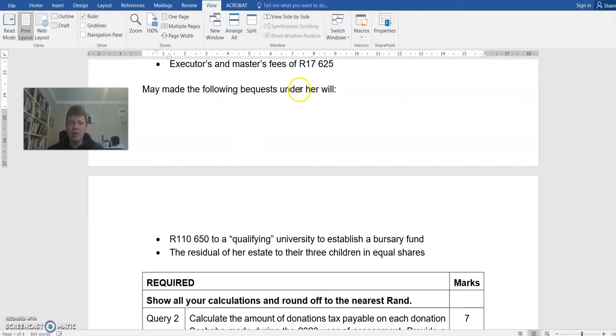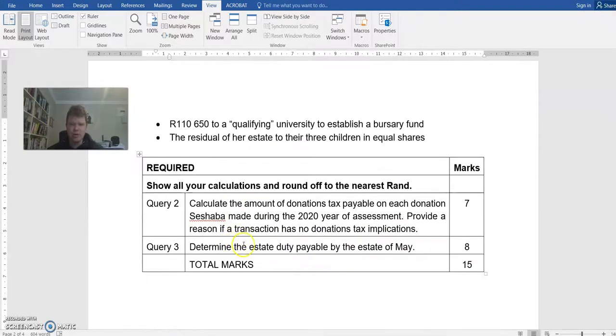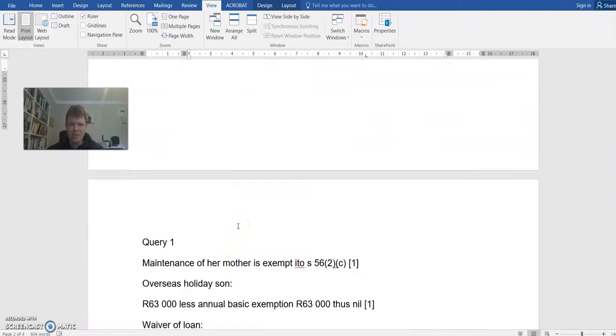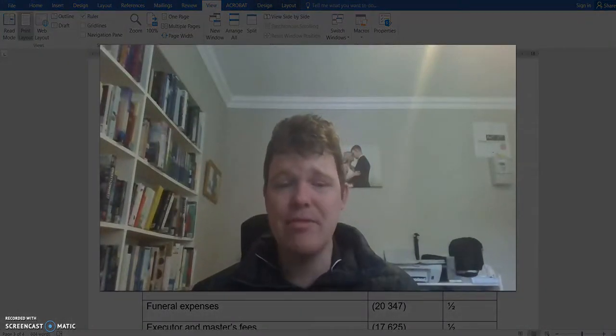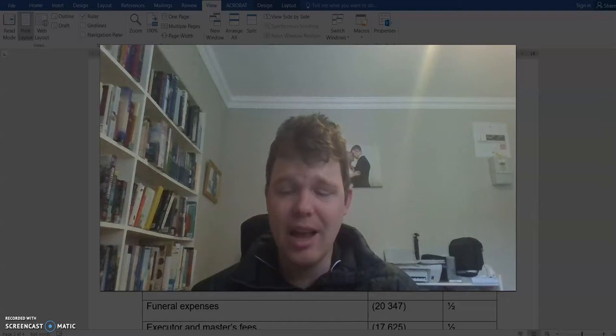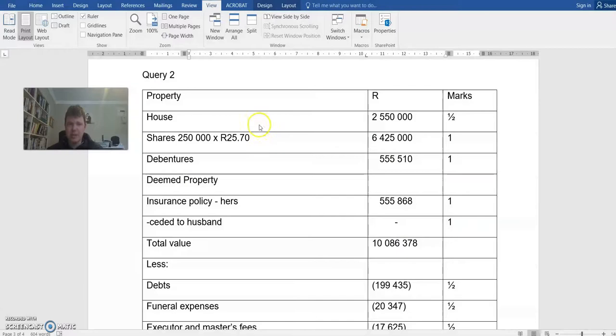She made the following bequests under her will. She gave X amount to a qualifying university to establish a bursary fund, and the rest is given to her kids. You're asked to determine the estate duty payable. So I think this one's actually quite a bit easier than the donations tax. What we have to do, well, when you die, you simply add up the value of all of your assets, because you're looking for the gross value of your estate, take off any allowable deductions, take off your abatement, and then work it out.